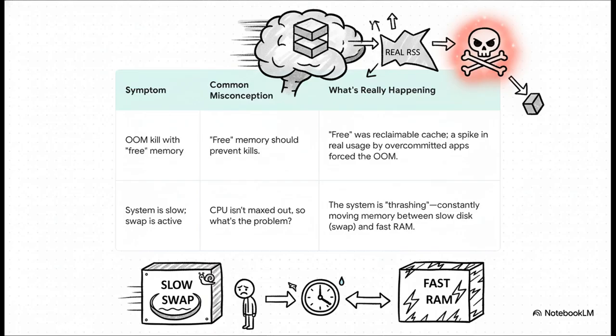Second scenario. The system is just slow. The CPU usage looks fine, but everything is lagging. That is almost certainly a phenomenon called thrashing. The system is so low on real RAM that it's spending all its time just frantically swapping data back and forth between the fast RAM and the slow disk. It's too busy managing memory to do any actual work.